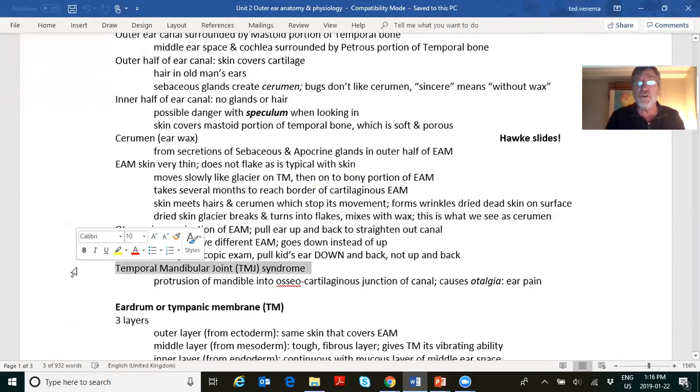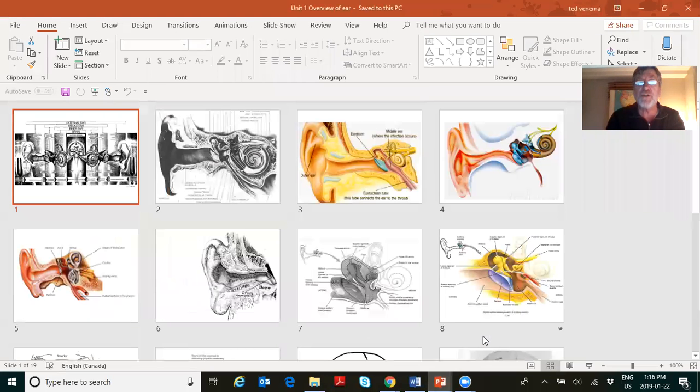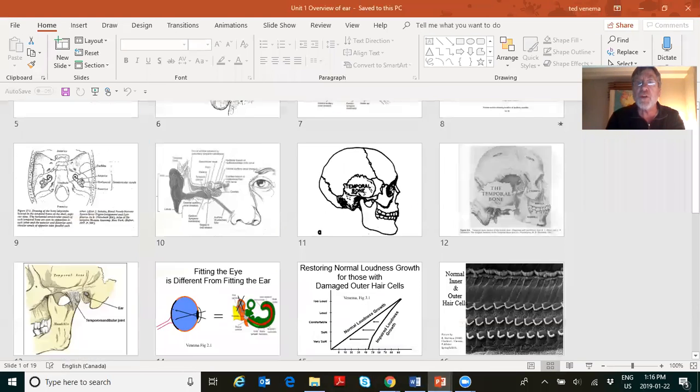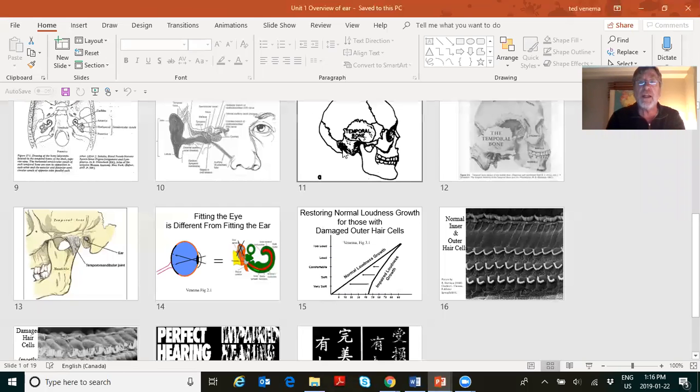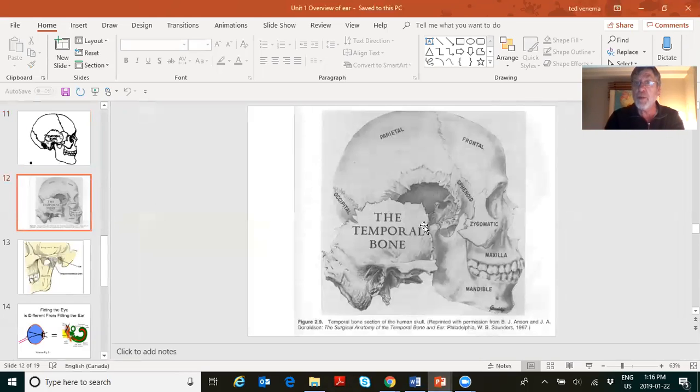Temporomandibular joint syndrome. TMJ. Not sure if I've got the picture here, but maybe I do here. Yeah, let's look at this. Here's the overview of the ear. Okay, here's that temporal bone that we looked at last week.